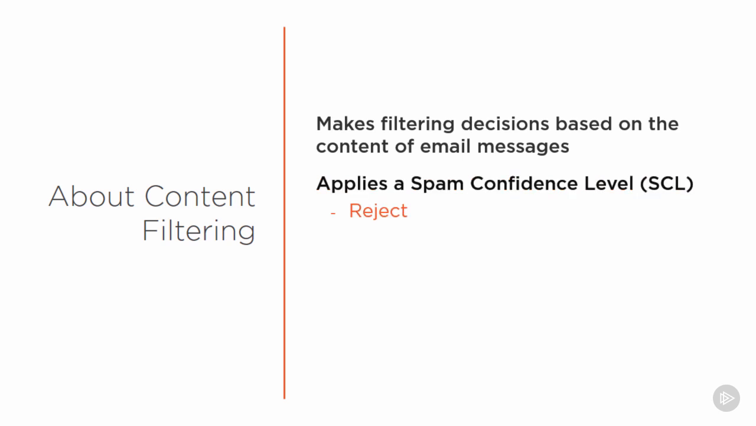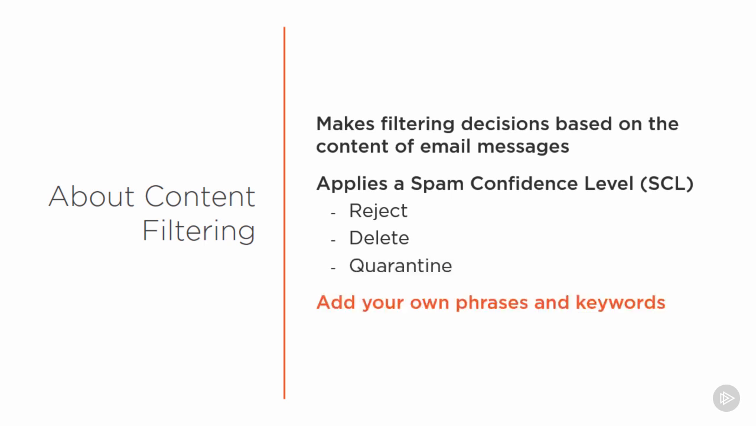And based on that SCL, you can choose to reject or delete or quarantine so that the most likely spam doesn't even reach your users, but email that is simply spam-like, that may be grey mail, it may not be actual spam, can be quarantined instead or sent to the user's junk mail folder. You can also add your own phrases and keywords to influence how content filtering scores a particular message.